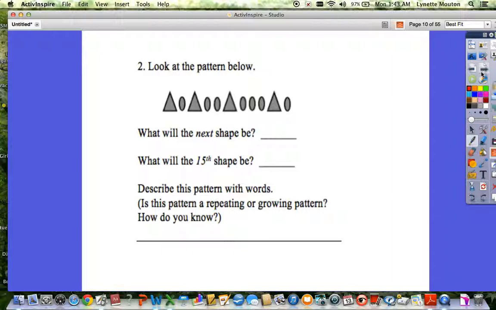Let's move on to question number 2. Look at the pattern below. What will the next shape be? What will the 15th shape be? Then describe this pattern with words. Is this pattern a repeating or a growing pattern, and how do you know?